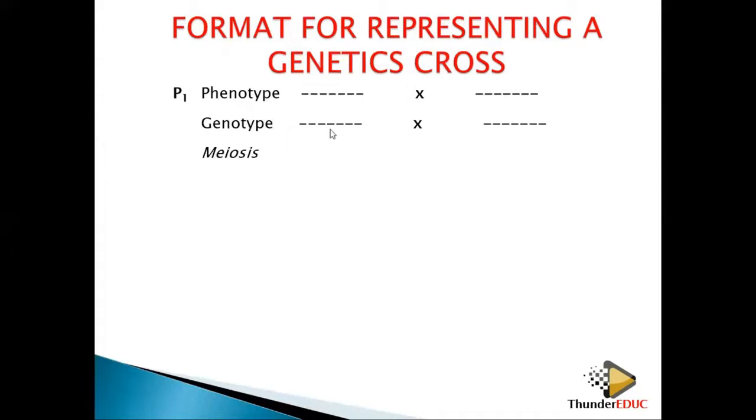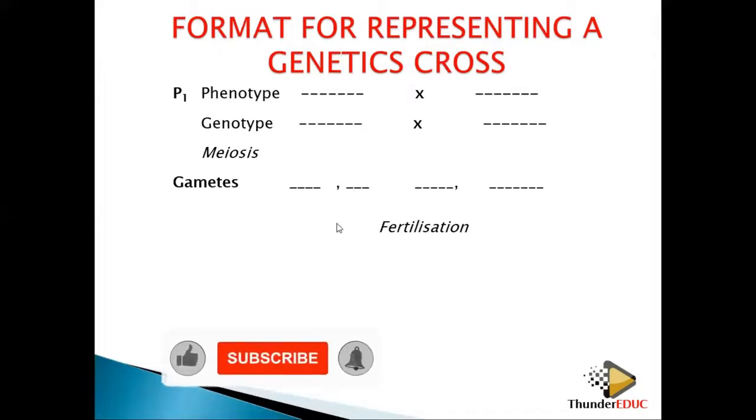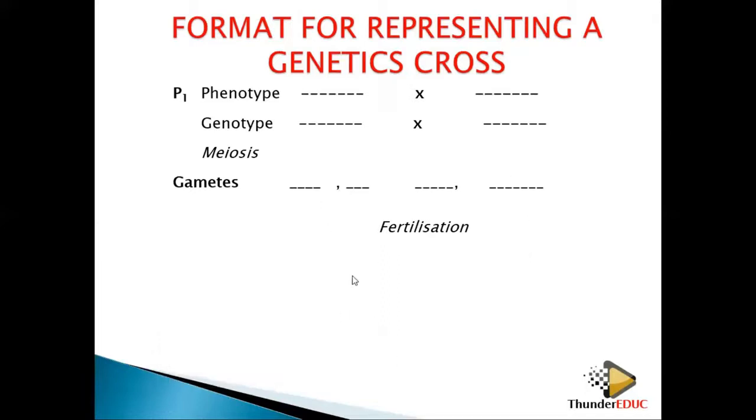From there, because you now have the genotypes, you have the genes for each parent, then meiosis must take place, segregation must take place. When it takes place, you form what you call gametes. And then you have, for example, the sperms this side, the ova or ovum this side, and fertilization must take place so that offspring can be formed. Then you have F1, which means first filial generation, and then you get the phenotype of the F1.